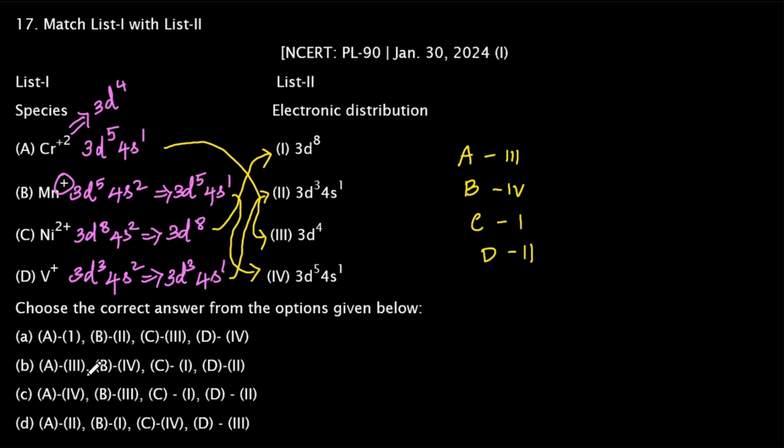Now you have to check the option. For A, it is 3. So the correct option is option B. In option B only, you are having A3, then B4, C1, D2. So the correct option is option B.